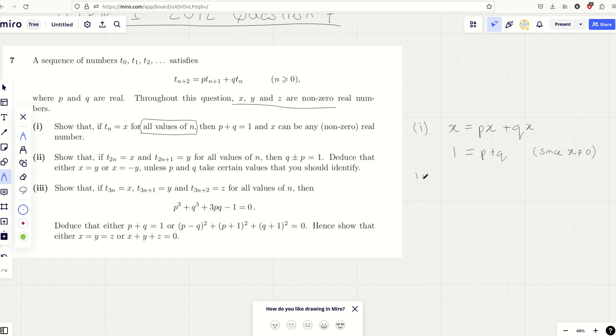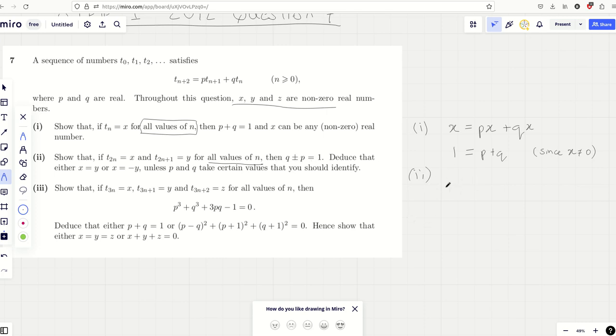Okay, so that was a nice start. That's what I thought. Part 2 was a little bit harder. I thought T2n equals x, T2n+1 equals y for all values of n. So what I guess this is saying is the even position terms in the sequence are x, and the terms in an odd position in the sequence must be labelled y. And we've got to show that q plus or minus p equals 1 this time.